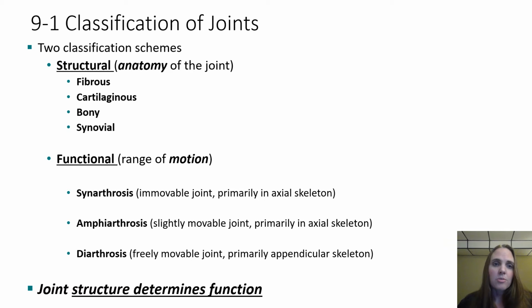We have synarthrosis. Those are joints that are not movable, and we primarily see those in the axial skeleton. We have amphiarthrosis. Those are joints that are slightly movable, also primarily in the axial skeleton. And then we have diarthrosis, and those are our freely movable joints, primarily found in the appendicular skeleton. And the structure of a joint is going to determine its function, much like the rest of anatomy.